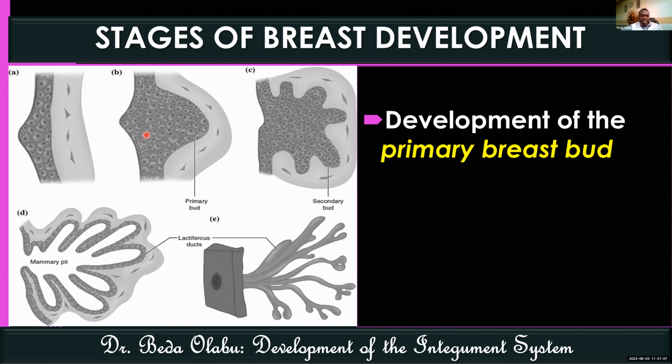Once the breast placode has formed, the next thing that forms is what we call the primary breast bud. So consider this to be the breast placode. Once it has formed, the next thing is formation of the primary breast bud, which is the downgrowth into the underlying mesenchyme, like that.